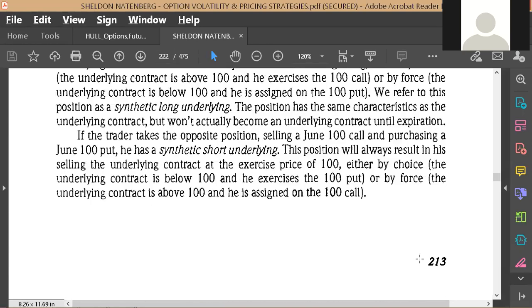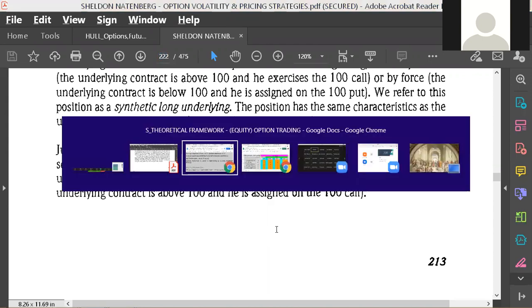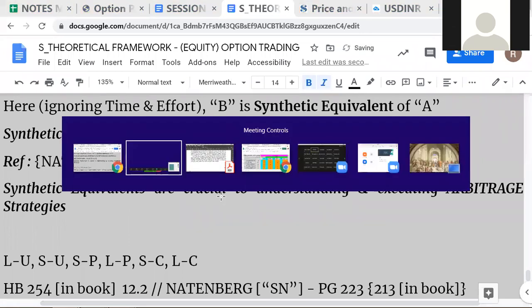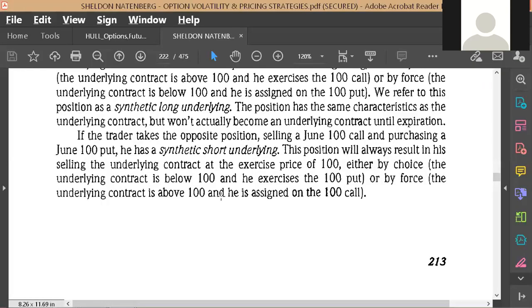When I say in the book, there are some references where I've said in book. In book means when you look at the page number, it will be different. This is showing 222, but here I've written 213. So I'm giving the in book reference because that's the safer one, I think. So this is 213. You can refer to this option arbitrage chapter to get some flavor of arbitrage.